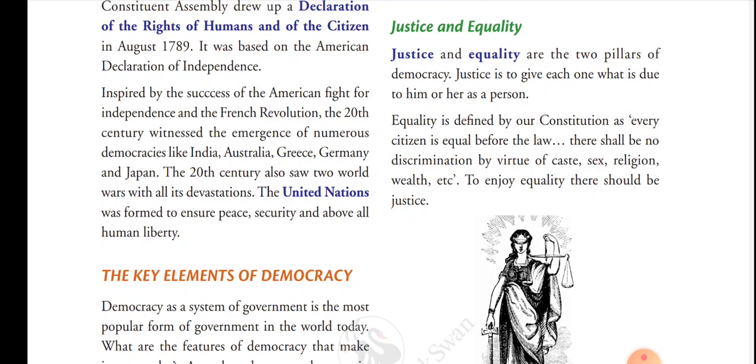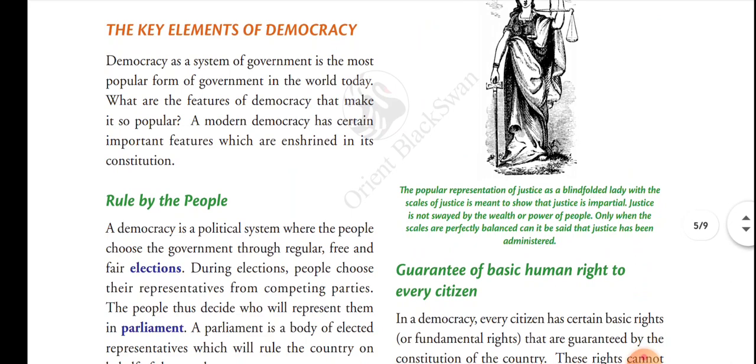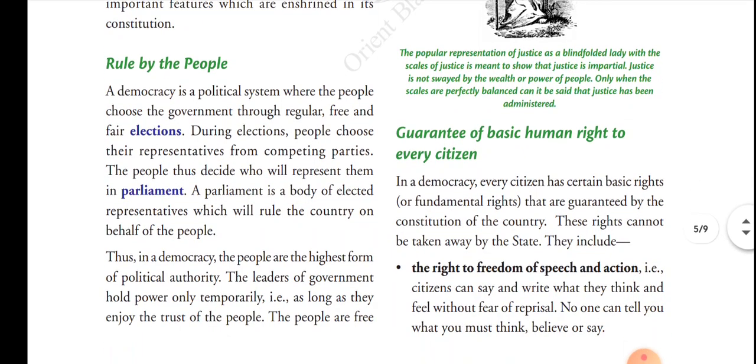Now the next topic is the key elements of democracy. Democracy is a system of government, the most popular form of government in the world, and it has certain important features. Elements means features which are enshrined in its constitution. What are the key elements of democracy? The key elements of democracy are rule by the people, justice and equality, guarantee of basic human rights of every citizen, the rule of law, separation of powers, guarantees of public goods, and the participation of citizens in politics and civic life.